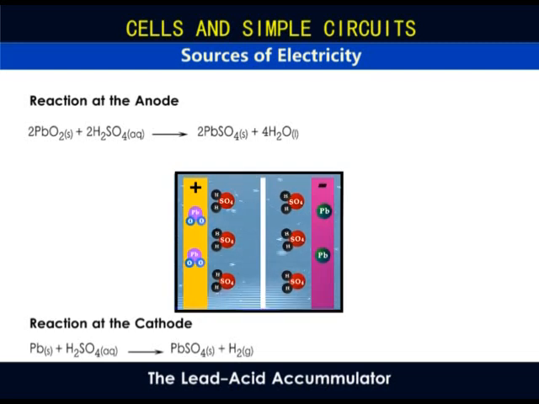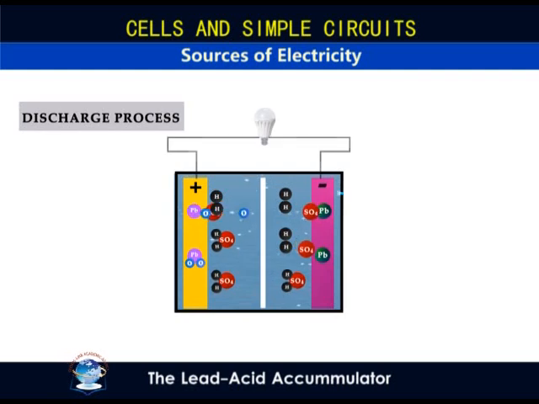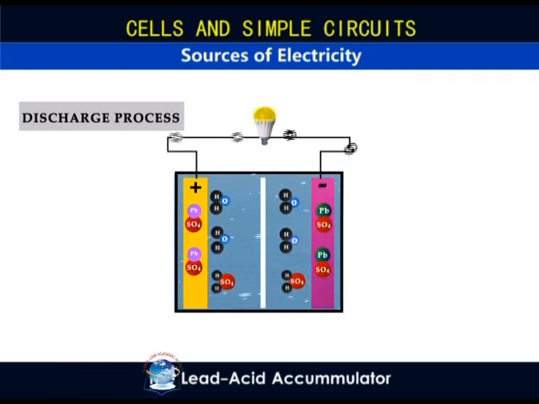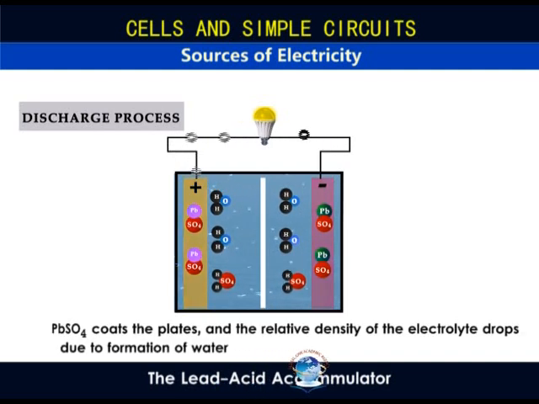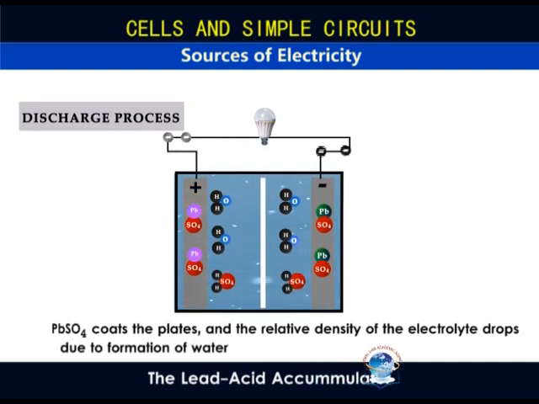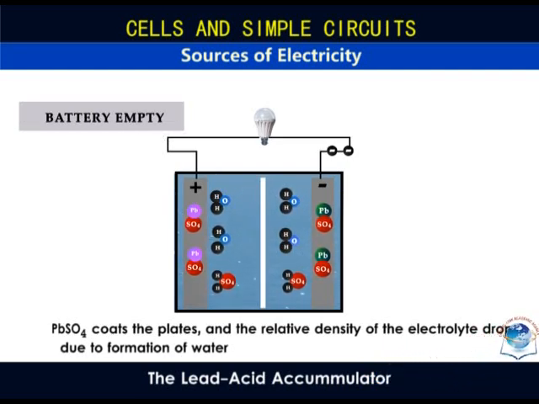During these processes, electrons are amassed at the negative plate, while positive charges develop at the anode because of the deficiency of electrons. This generates an electromotive force between the anode and the cathode. A single cell has an EMF of 2.2 volts when fully charged, but this drops to 2.0 volts when it is working. As the battery continues working, a white deposit of lead II sulfate forms on the plates and the relative density of the electrolyte drops because of the formation of water.